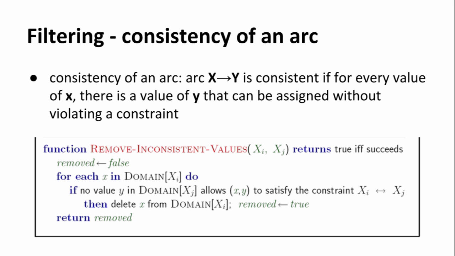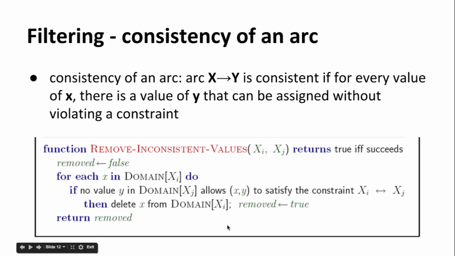We'll say that an arc from variable x to variable y is consistent if for every value in the domain of x, there is a value that can be assigned in the domain of y without violating a constraint. And here below I have the pseudocode listed for checking the consistency of a single arc. These two variables, xi and xj, are going to be the two variables in our arc. xi is going to be the tail of the arc, and xj is going to be the head of the arc. In other words, xi maps to this x in our definition, and xj maps to this y in our definition.